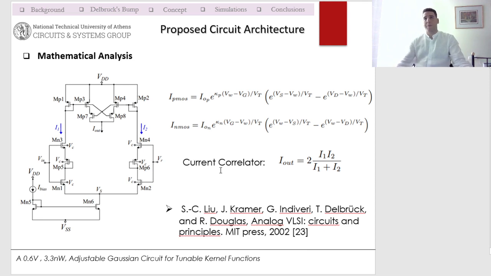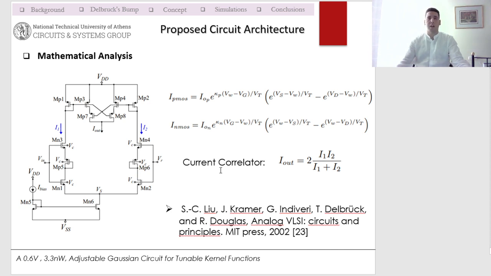In our paper, a mathematical analysis of the proposed bump circuit is presented. All transistors operate in the subthreshold region, and we use the MOS model based on the book Analog VLSI Circuits and Principles. We have two equations, one for PMOS and one for NMOS. Vg is the transistor's gate voltage, Vs is the source voltage, Vd is the drain voltage, and last but not least, Vw is the bulk or body voltage.